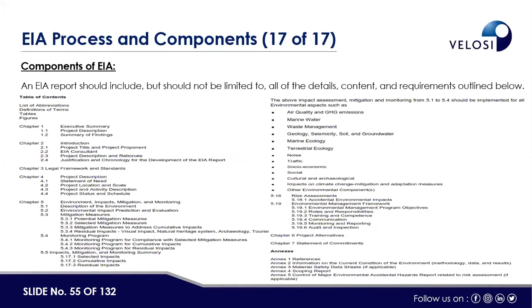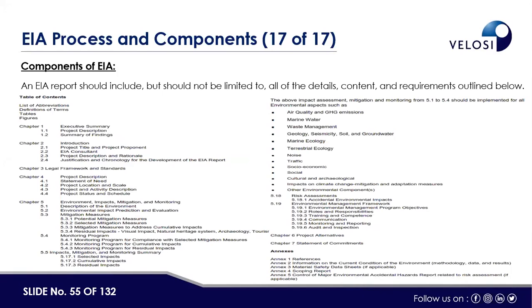And the next section is chapter 6, that is the project alternatives. We have to consider project alternatives as well, on the basis of the technology, on the basis of the site, so that we can propose whether we can use better technology or a better site location. So we have to mention project alternatives as well.